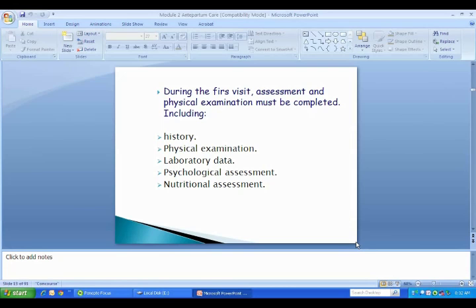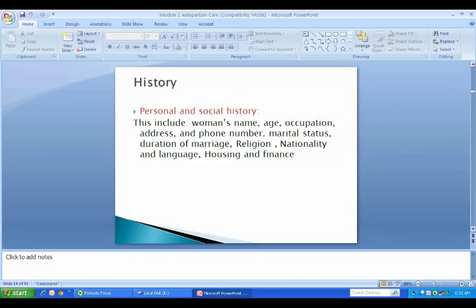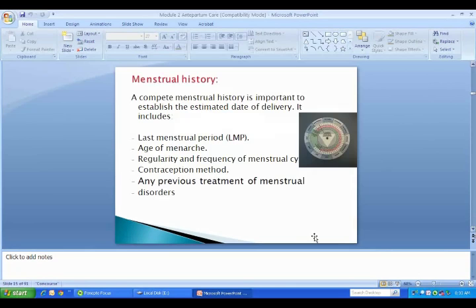During the first visit, we're going to find out her medical history, a full head-to-toe physical exam, get some labs, assess her psychosocial well-being, and also a nutritional assessment. So we get her personal and social history, including any type of cultural concerns, her marital status, her occupation, because there may be hazards that she'll be exposed to in her occupation.